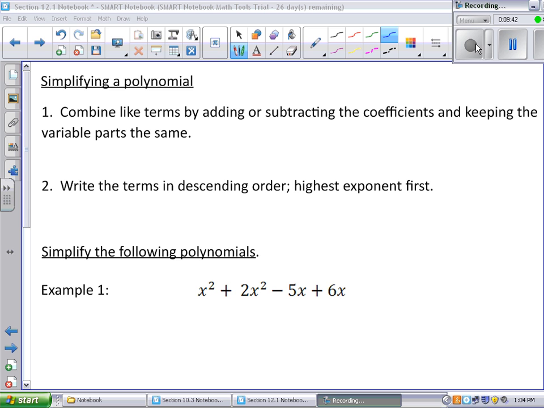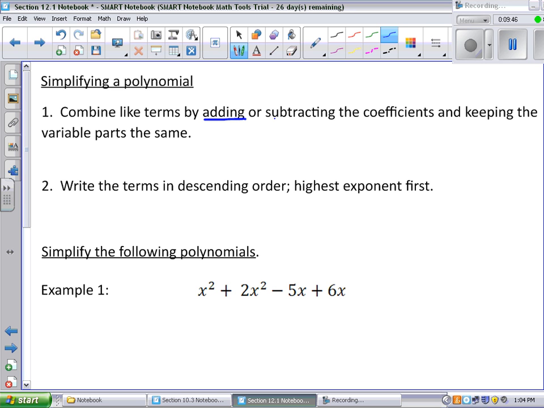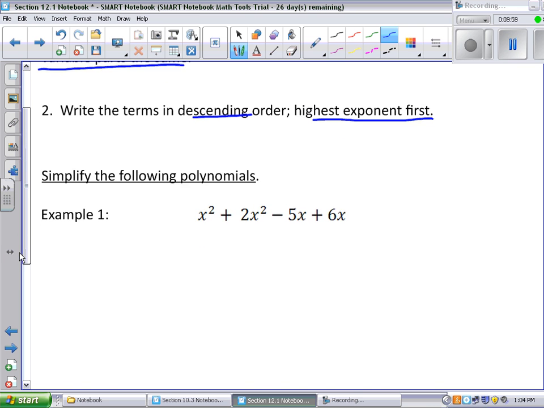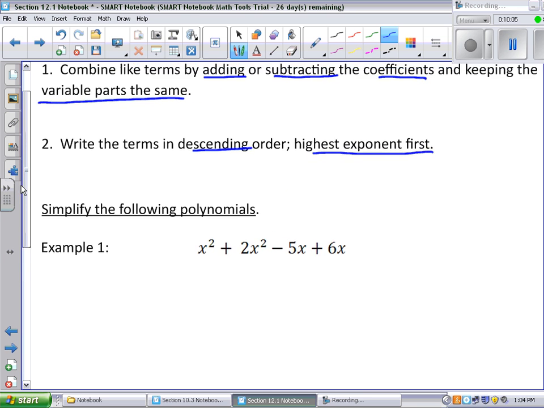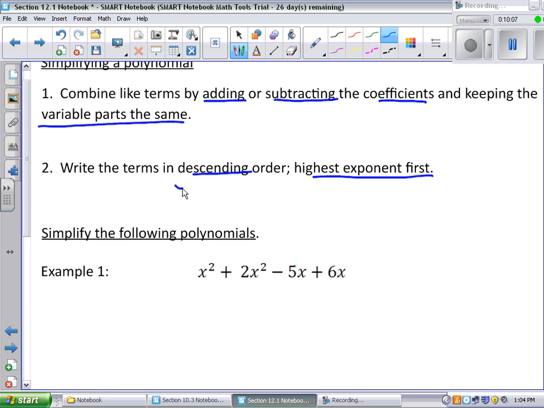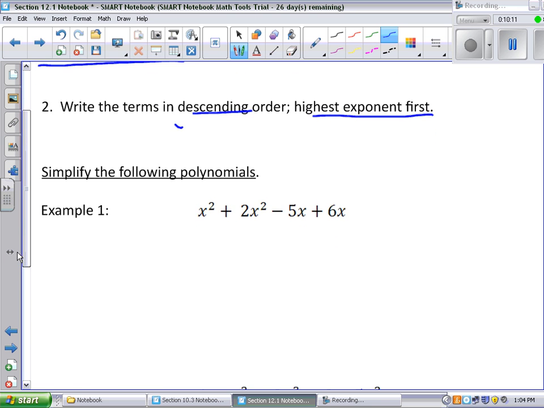Simplifying a polynomial. Combine like terms by adding or subtracting the coefficients and keeping the variable part the same. Write the terms in descending order, starting with the highest exponent first. So we want to simplify the following polynomial. So we want to combine the like terms, and then we want to write the terms in descending order, starting with the highest.